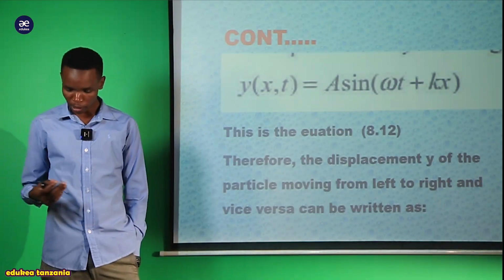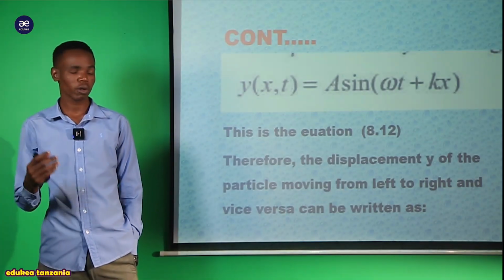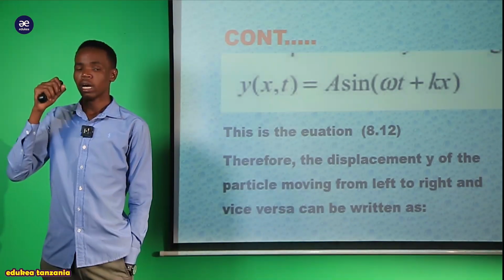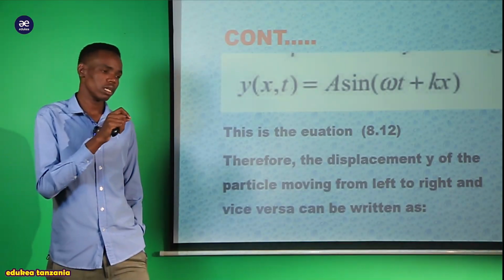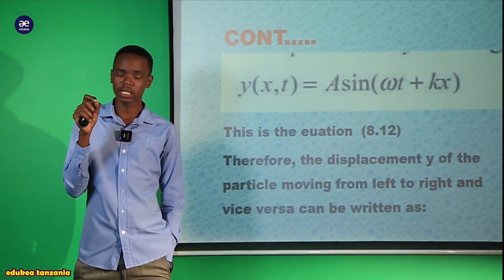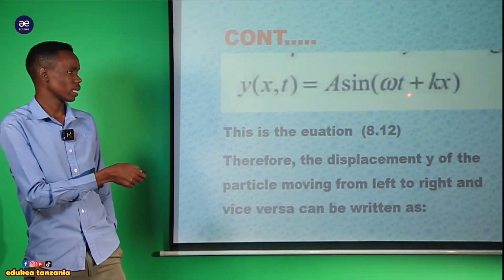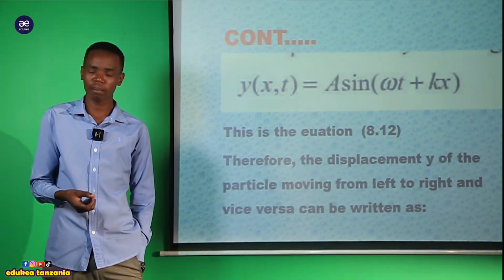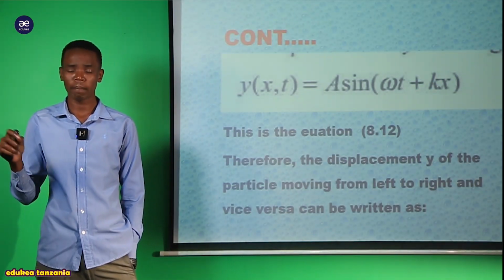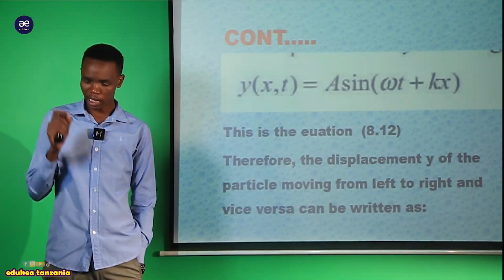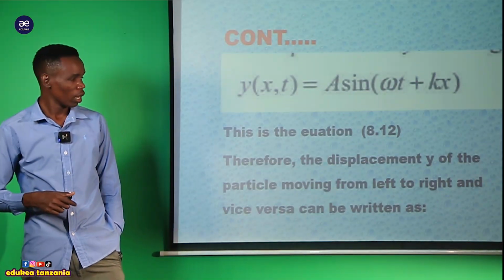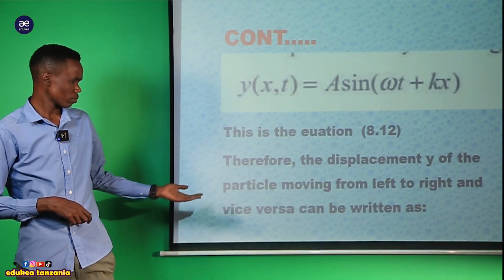Kwa sasa, kwa sababu particle yetu ana move kutoka kulia kuelekea kushoto, we should express the displacement along the coordinate point x, t might be equal to a sin bracket wt, then we add by the kx, ambapo huyu hapa k tunamuita ni wave number which is equal to 2 pi divided by the wavelength. So this will be our equation number 12. Kwa hizi ndio itakuwa ni equation yetu number 12, my dear students.